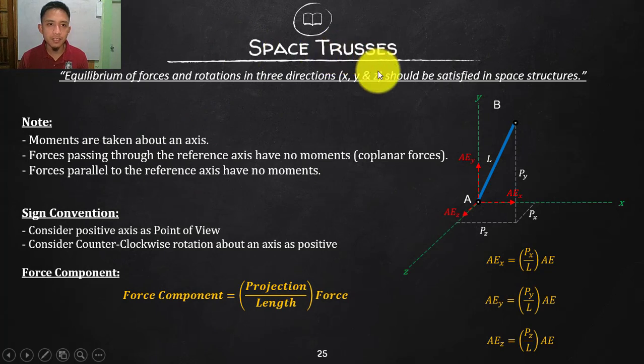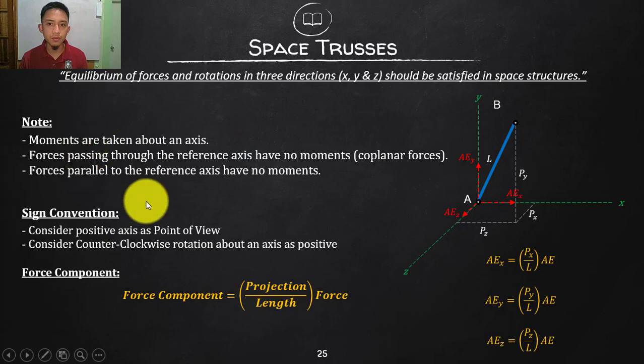So for space trusses, we need to satisfy equilibrium of forces and rotations within the three directions, which are x, y, and z, since in plane trusses or plane structures there are only the x and y directions. So this time we will have the third one, which is perpendicular to the x and y plane, that is the z-axis. So again, equilibrium of forces and, of course, rotation or moment should be satisfied.